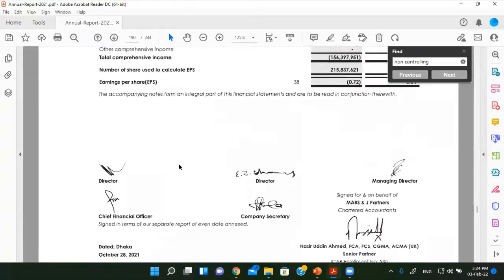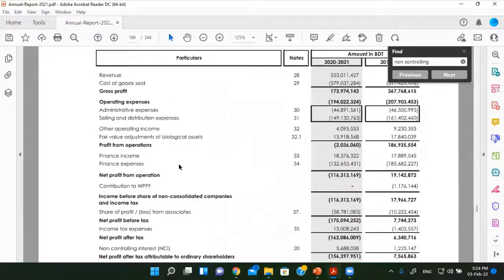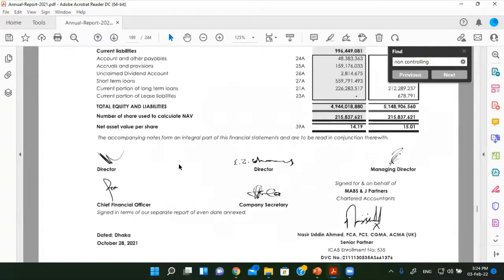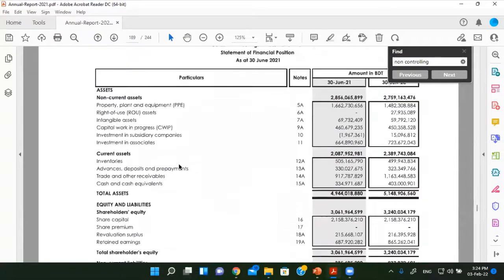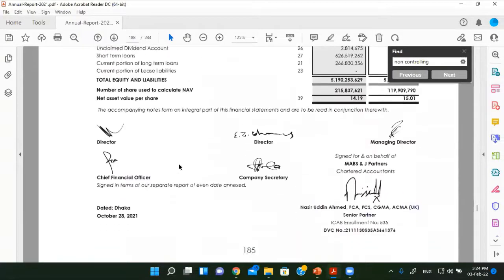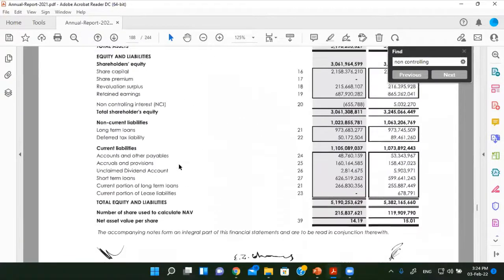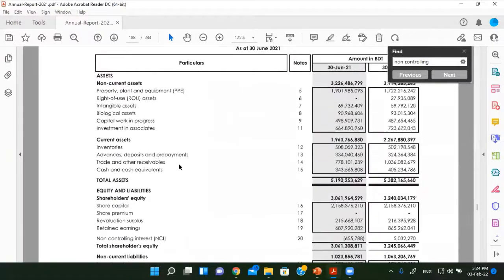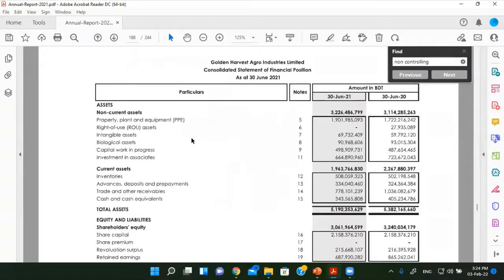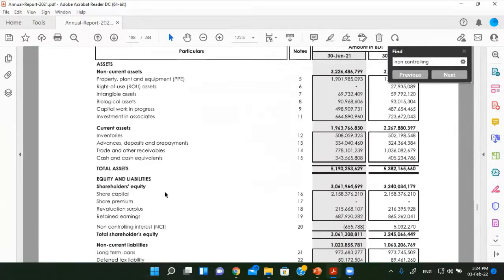So let me take you to the balance sheet of the Golden Harvest Agro Industries Limited, how they are representing their cash, and what are the additional information they are disclosing about their cash. Okay. So you see that this is their consolidated statement of financial position, and we see they have included cash and cash equivalent. Okay. So this is the particular way of representing cash.